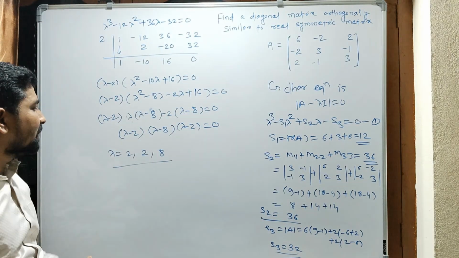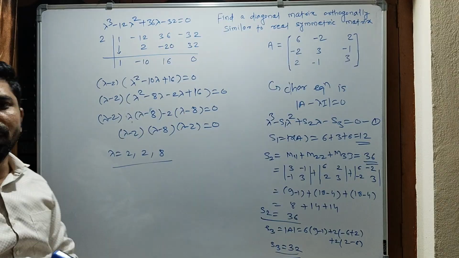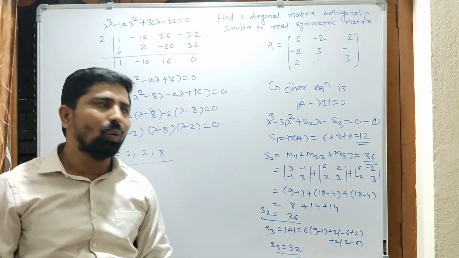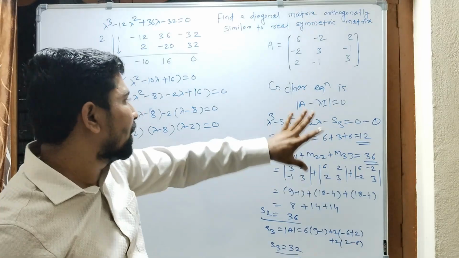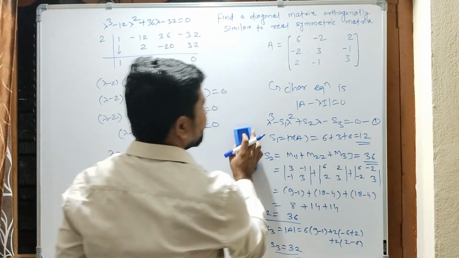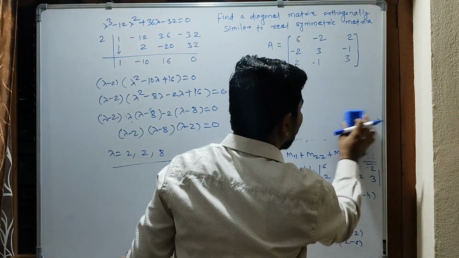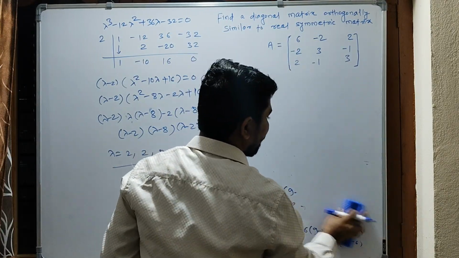Now I will try to find the eigenvector corresponding to each eigenvalue, lambda 1, lambda 2, lambda 3. So here I will write the eigenvalues lambda 1, lambda 2, lambda 3. I don't have space, so please pause and write here. I want to find the eigenvector corresponding to each eigenvalue.